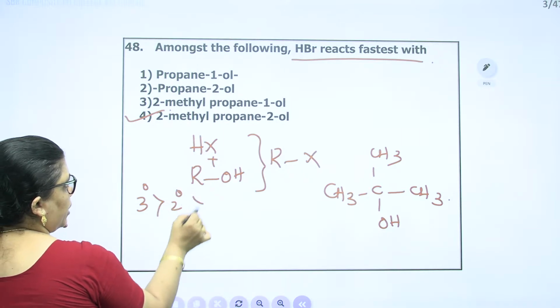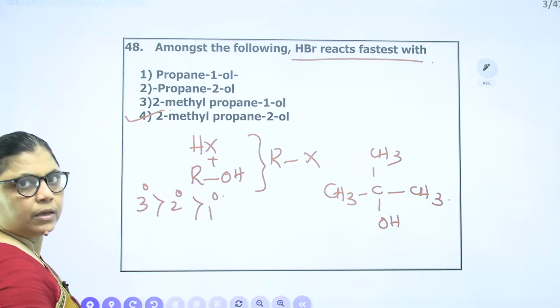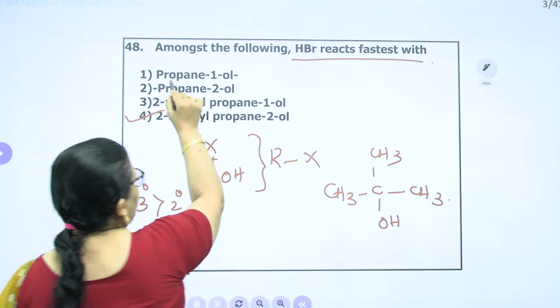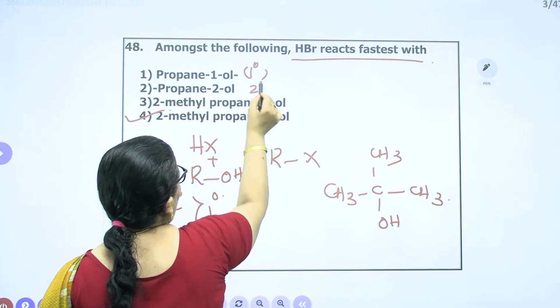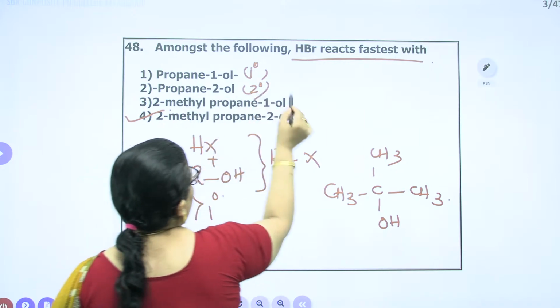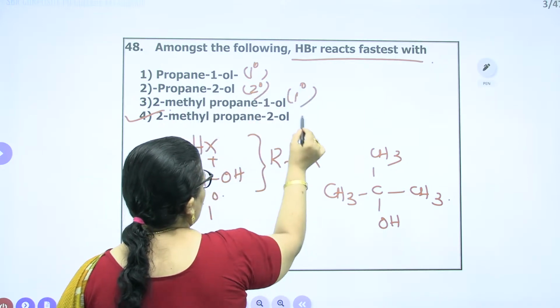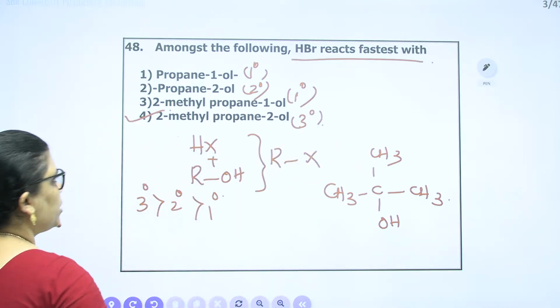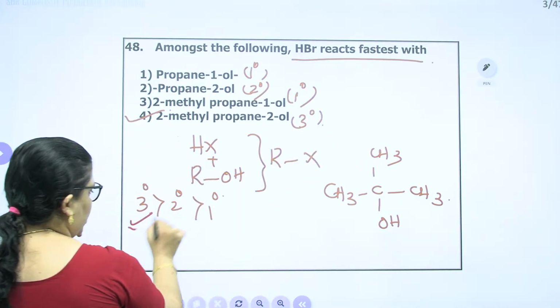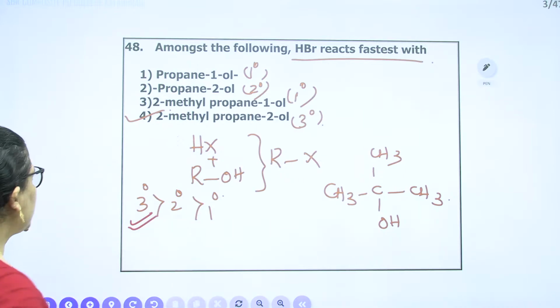The order of reactivity will be tertiary greater than secondary greater than primary. Propan-1-ol is primary in nature. Propan-2-ol is secondary in nature. But the last option is tertiary. Therefore, we are going to take the answer as tertiary.